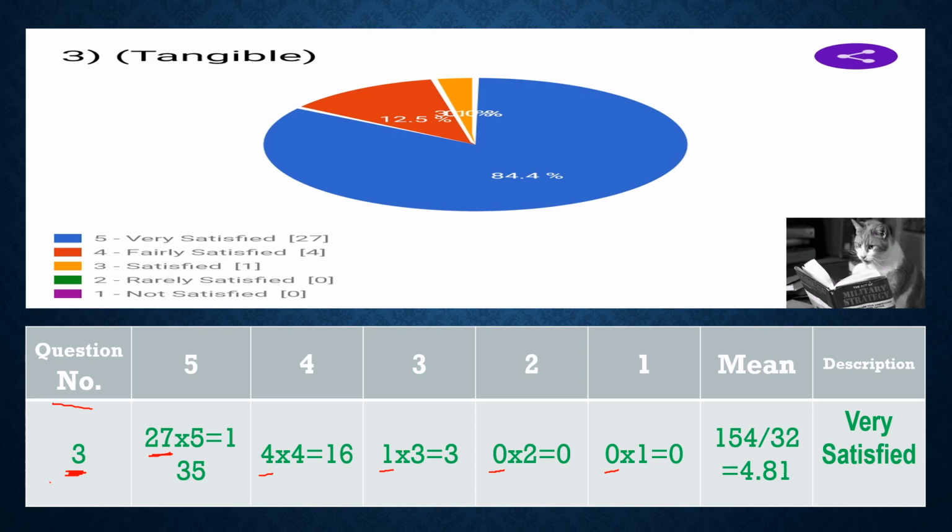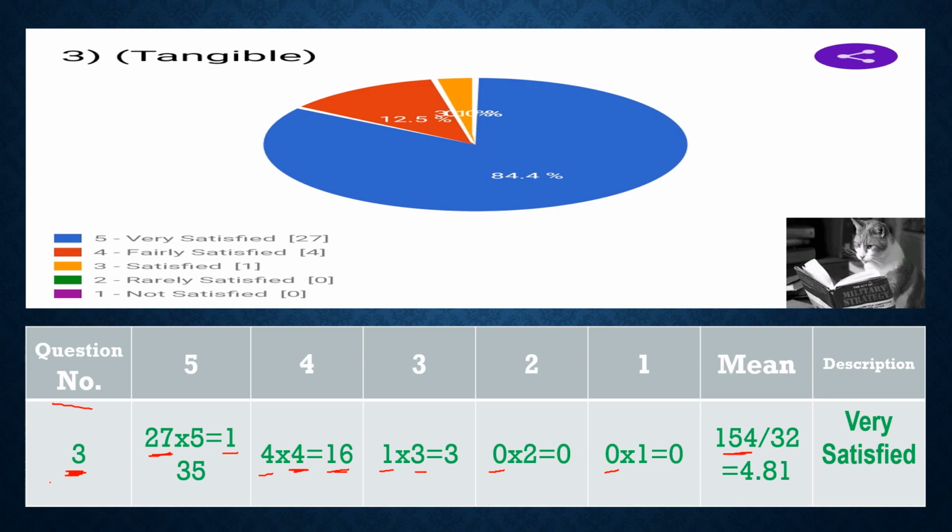The next one, 4 times 4. Fairly satisfied, if we rate it, has a score of 4. So 4 times 4 is equal to 16. This one is 3, which is satisfied, so 1 times 3 is equal to 3. Then 0 times 2 is equal to 0. Then 0 times 1 is equal to 0. So we add the results of all the values from 1 to 5, and that will be 154.